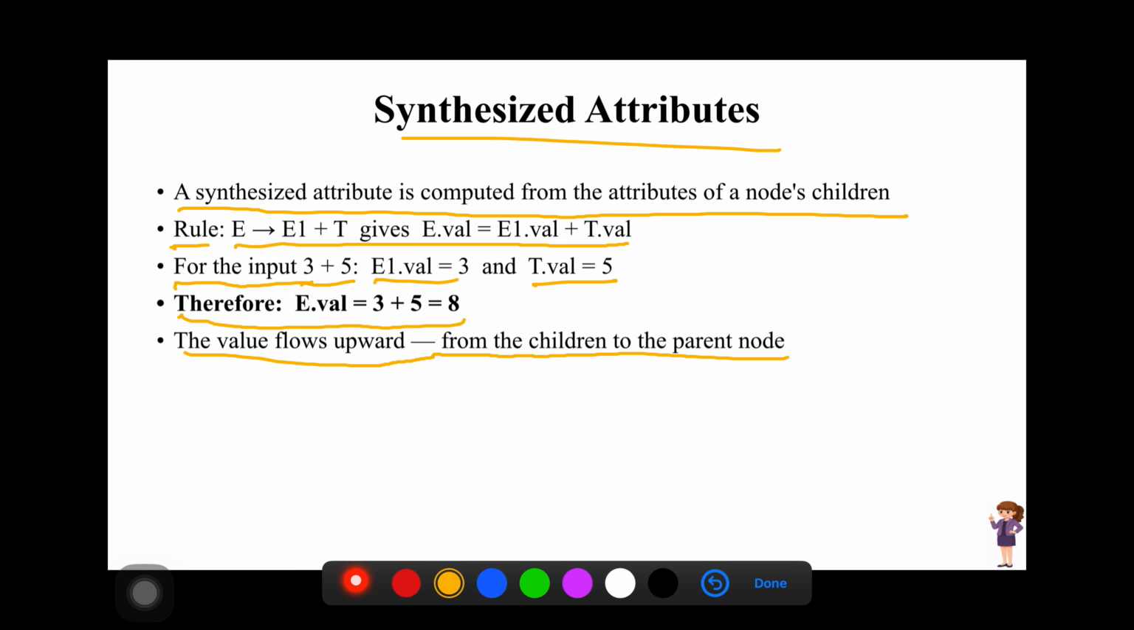Synthesized attributes. Let's look more closely at synthesized attributes. A synthesized attribute is calculated using the attributes of the children of a node.